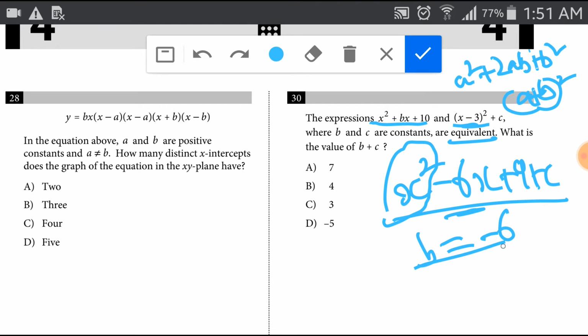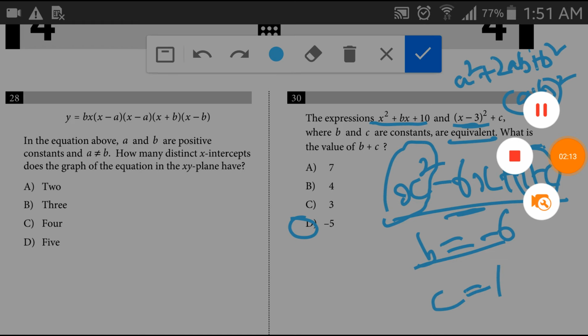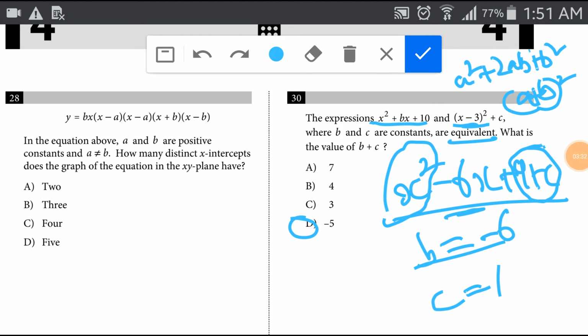Now that we know b is negative 6, we also know what c is, because we know that 9 plus c is 10, so c must be 1. If 9 plus c is equal to 10, c must be 1, because 9 plus 1 is 10. We have both b and c right now. Let's just add them, and we're going to get negative 5. So option number D is correct. Let's see how much time. Yeah, we do have time for more questions.